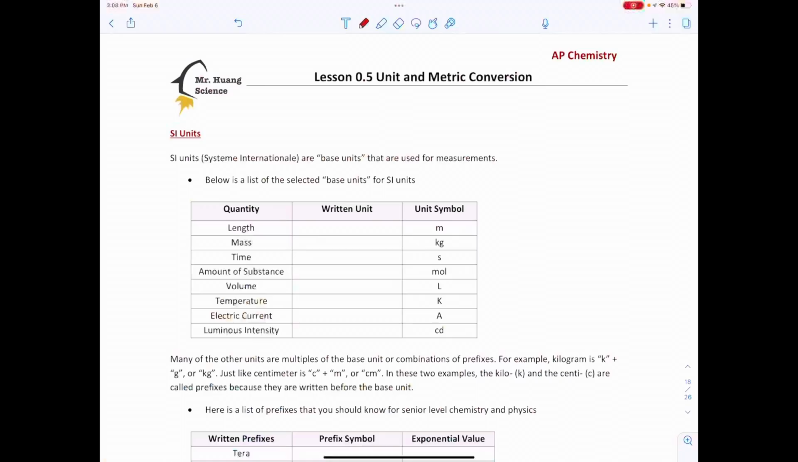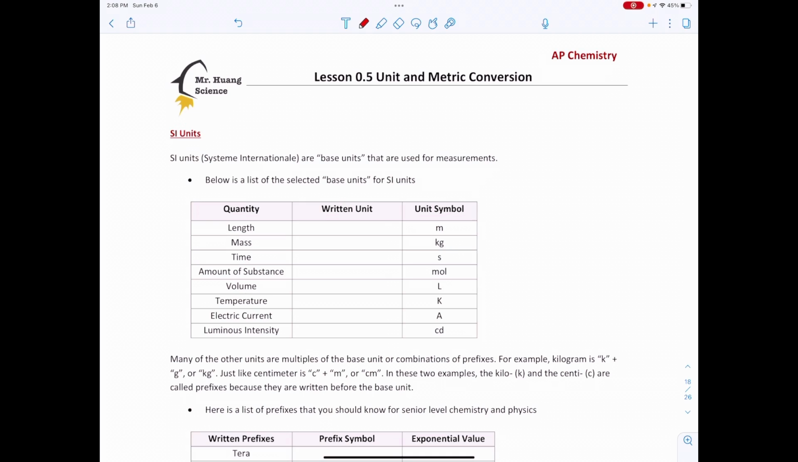Hi everyone, welcome to today's lesson on unit and metric conversions. In this lesson, we will start off by learning about the SI unit system, and then we will use this system to do metric conversions. We'll start off this lesson by talking about SI units.